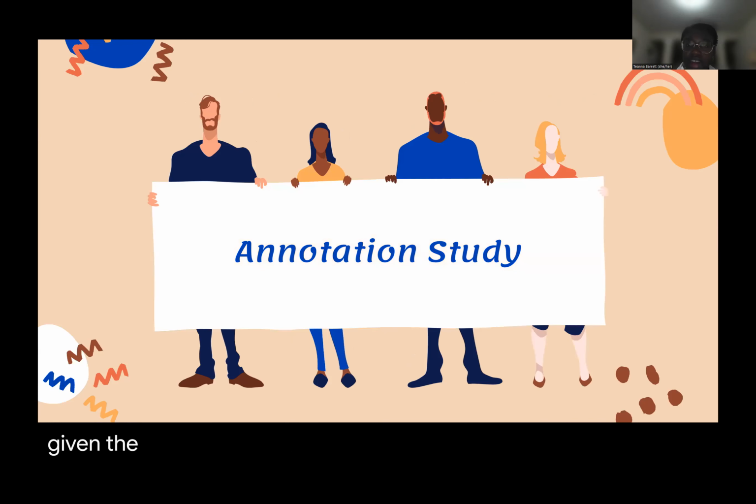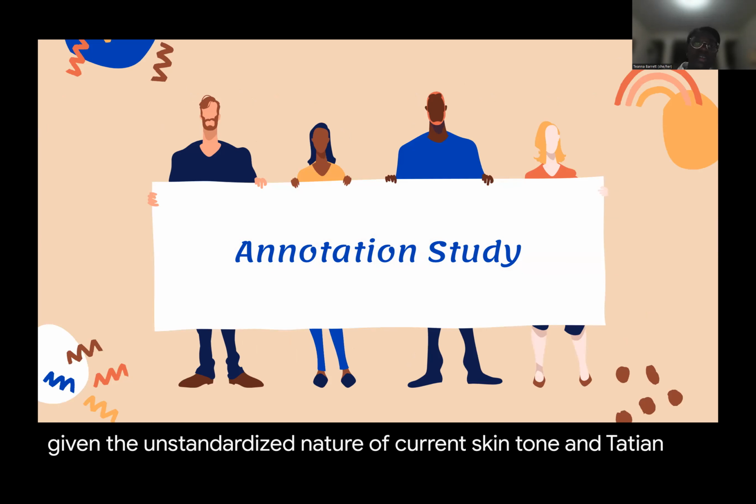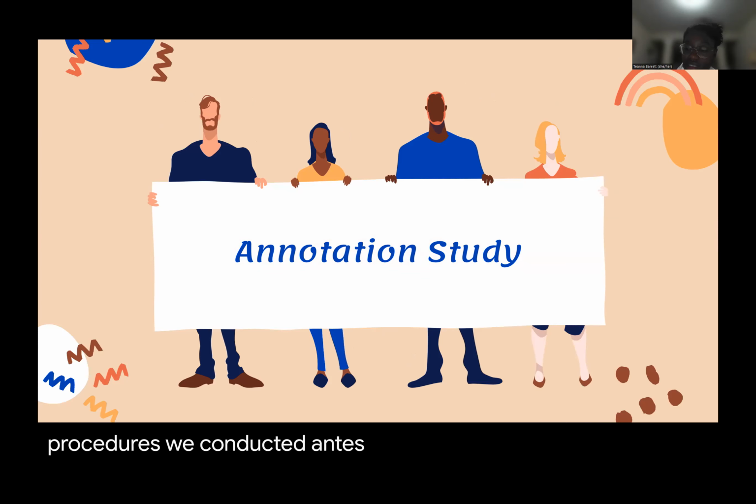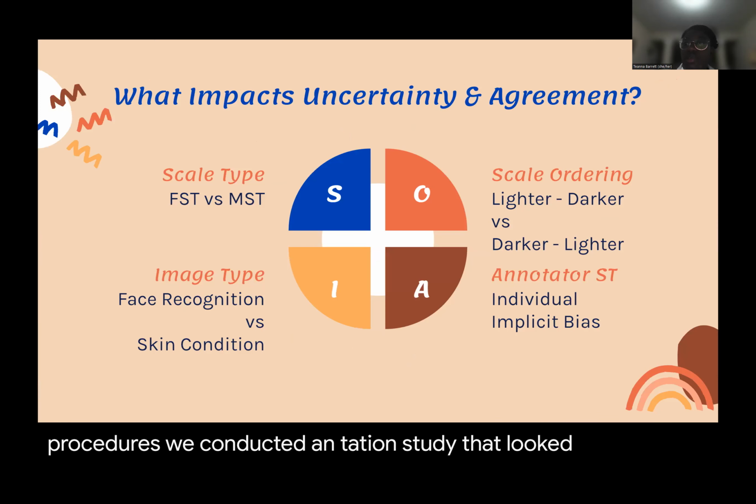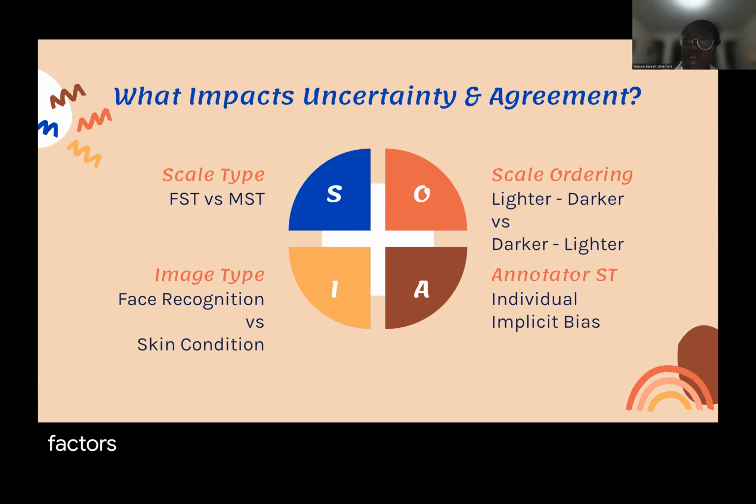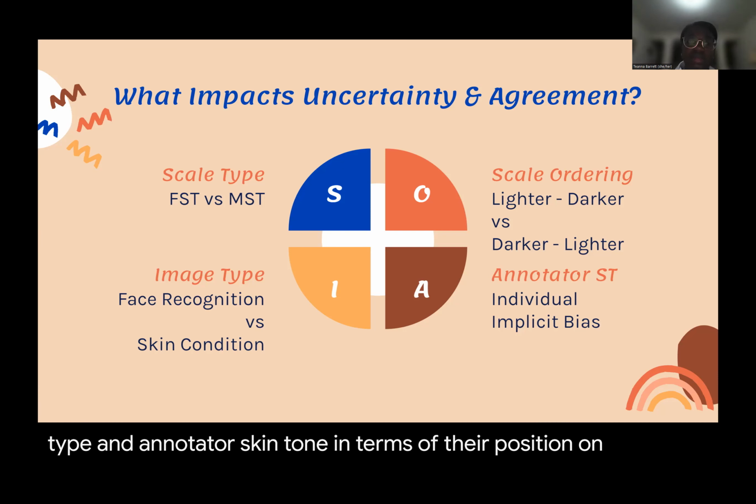Given the unstandardized nature of current skin tone annotation procedures, we conducted an annotation study that looked into what factors mentioned in these previous annotation procedures could potentially impact uncertainty and agreement, such as scale type, scale ordering, image type, and annotator skin tone in terms of their positionality and implicit bias.